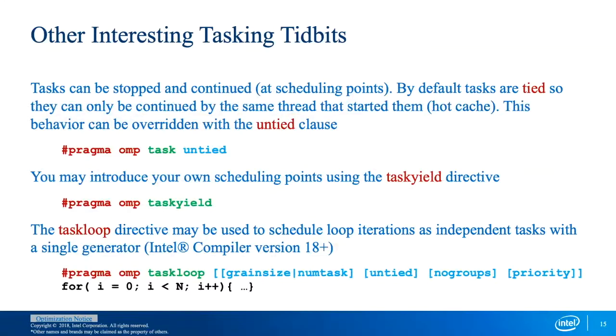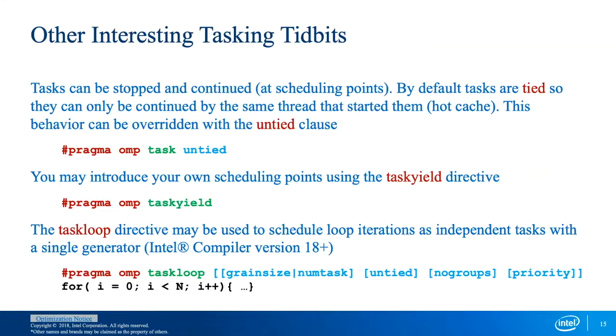Some other interesting tidbits. Typically, if a thread starts executing a task and it gets interrupted for some reason, that's the only thread that can continue executing the task. So the task is tied to the thread. That's not always good. If your code is not particularly well written, it could lead to issues. So you have the option to define a task as untied, which means that any thread that is available can pick it up after it's been paused and continue the execution. It might not be the most efficient thing in the world to do in terms of performance, but for some particular examples, it might help you.